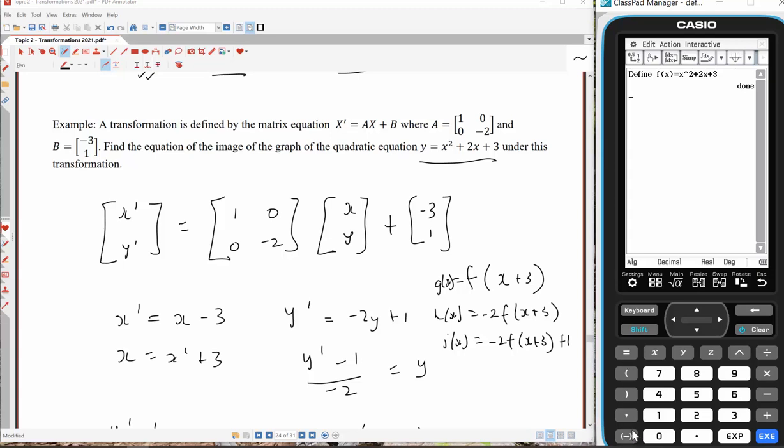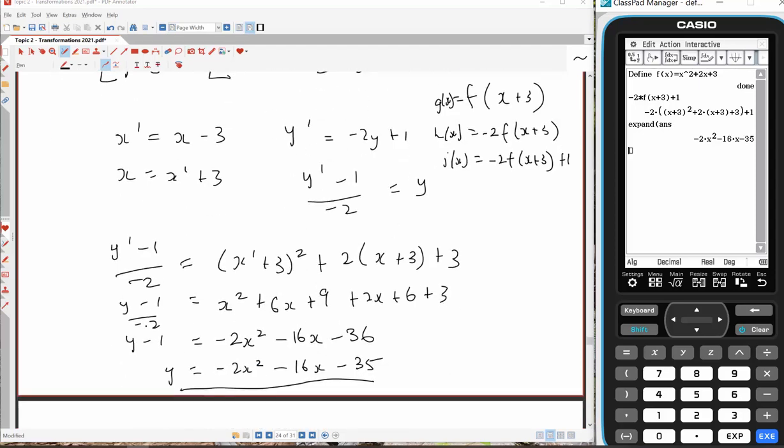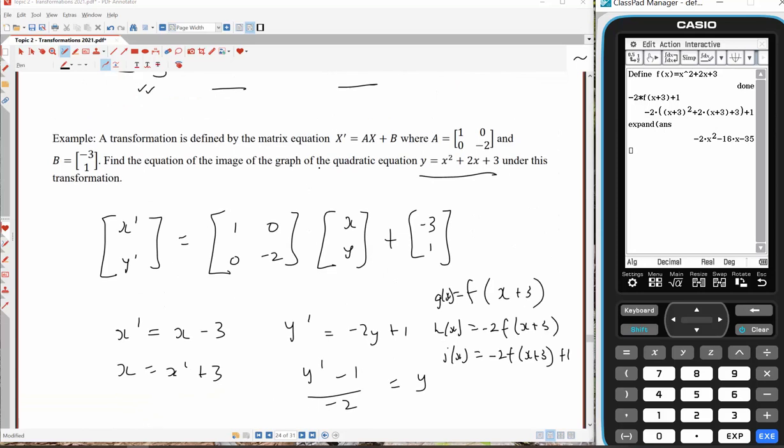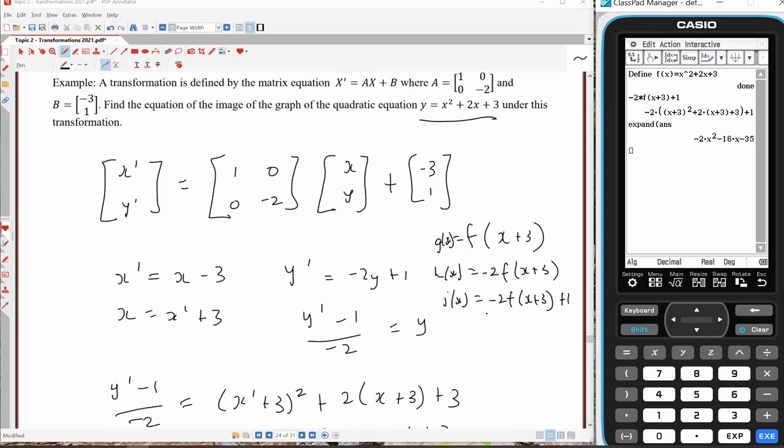I need -2 multiplied by f of x plus 1. Expand, yeah, there it is. Okay, so that's an alternative method to do it, which is to convert that matrix into what you know about functions and just run it through function notation.